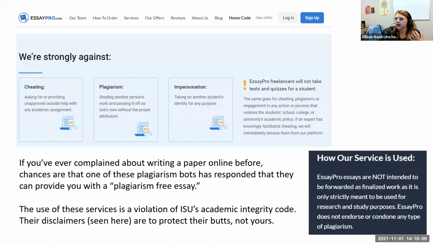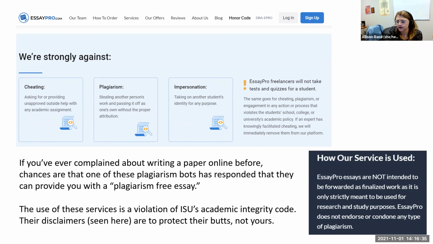If you think about what we consider to be plagiarism, and ISU's definition, it's that you're saying that the work you turn in is your own. And so using any of these services is considered plagiarism. It's interesting because on their websites, which this is a screenshot from, they say, we're strongly against cheating, plagiarism, impersonation. We will not take tests and quizzes for a student.